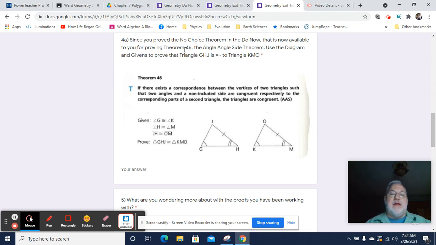Okay, the no choice theorem is in the do now. And so that's now available for you for proving Theorem 46, because you're not referring to Theorem 46 to prove Theorem 46, because that would be a tautology, a circular argument. So we're going to prove the angle side theorem.